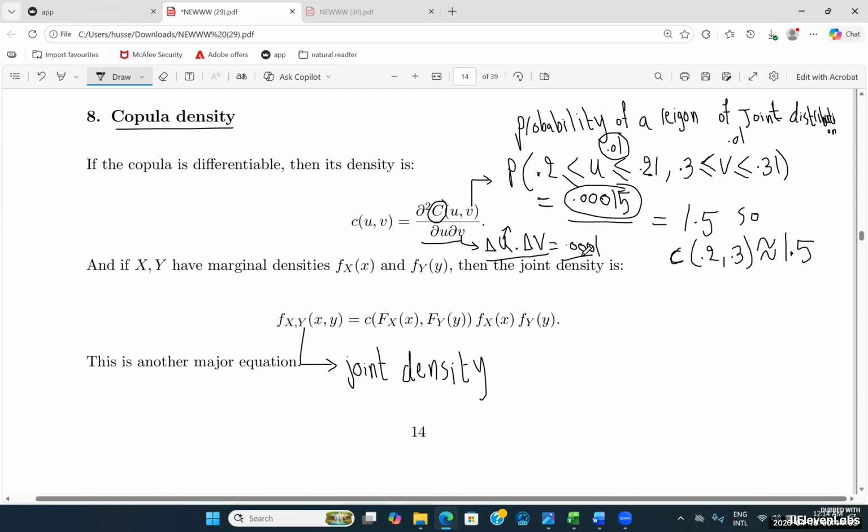Considering the increment in u and the increment in v, this calculation will provide you with a specific ratio, which in this instance is 1.5. This value is technically referred to as the marginal density.